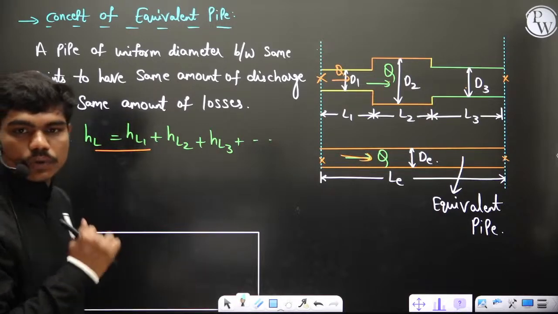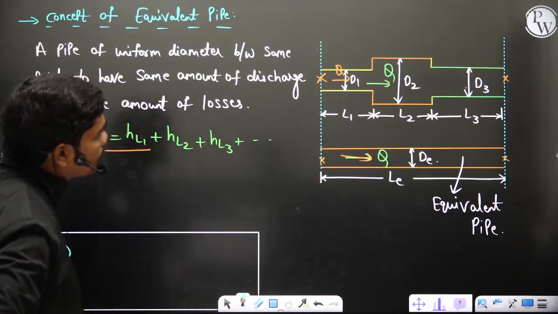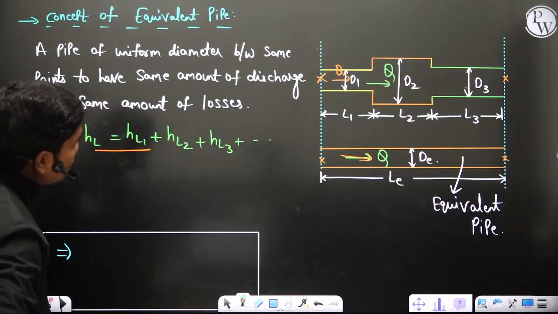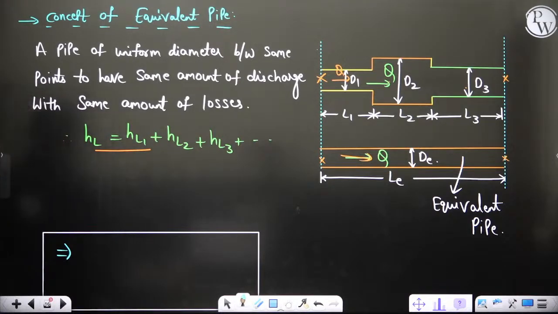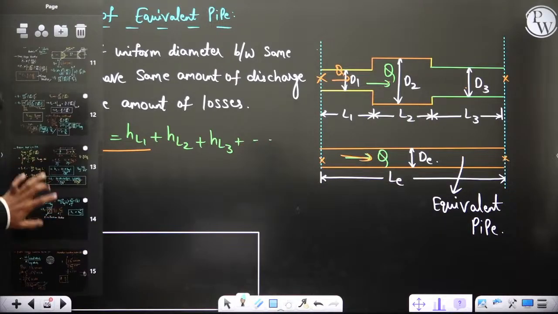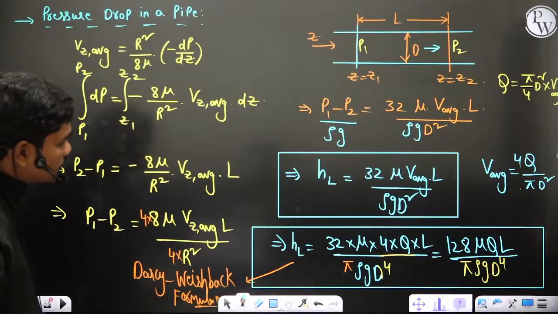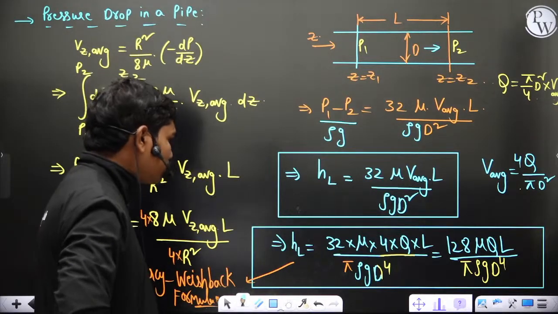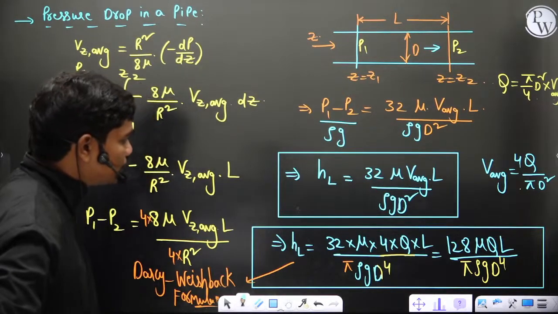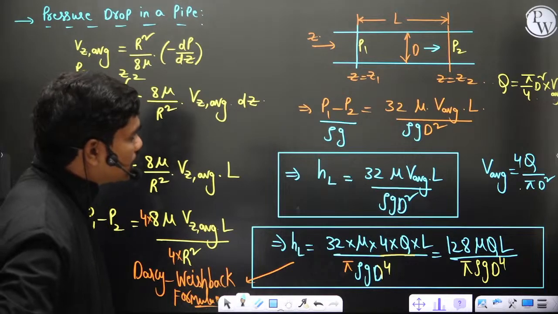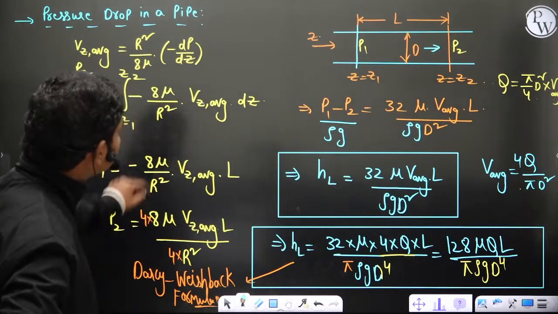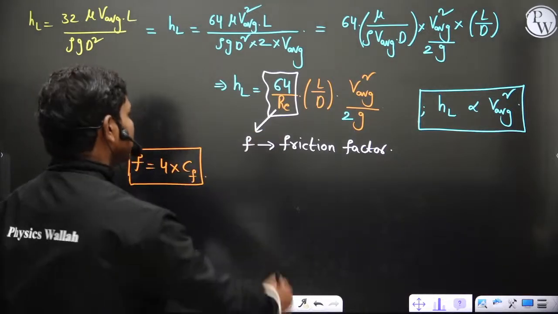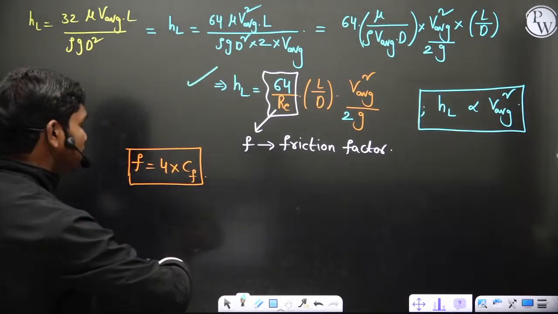HL. So anything? 128 mu Q L by rho g D square, this is head loss, correct? So 32 into 4, 2 4s are 8, 3 4s are 12, correct? Mu Q, V average, 32 mu V L. Using this only we got this conversion, right? So definitely this is F L V square by 2 G D. Yes, this is correct 100%. So definitely this is also correct.